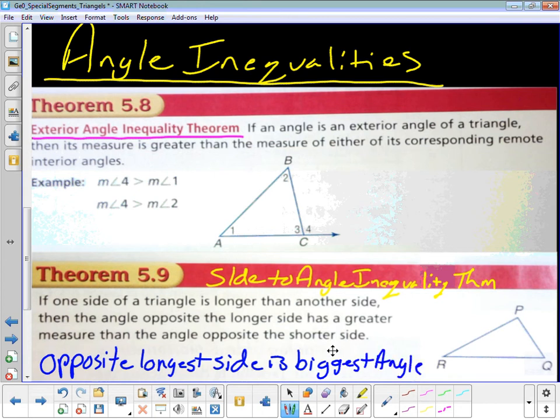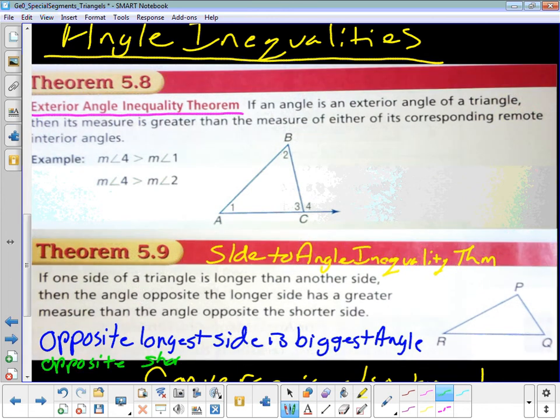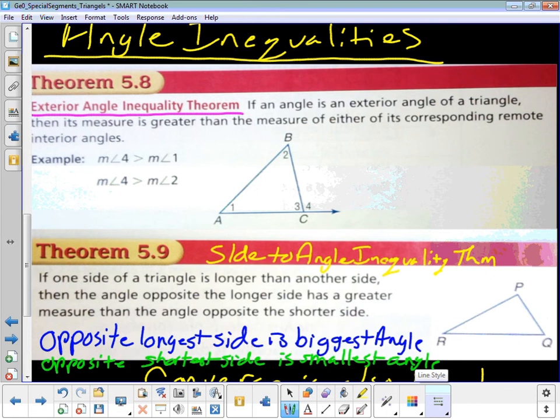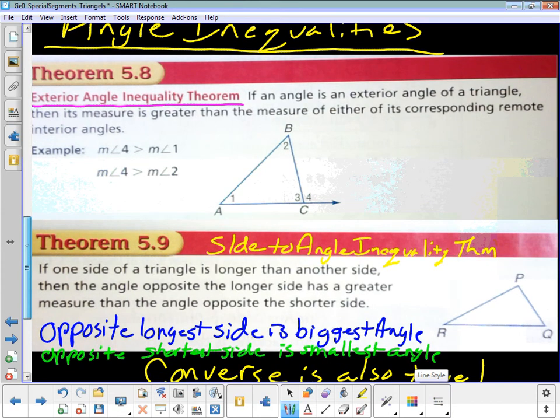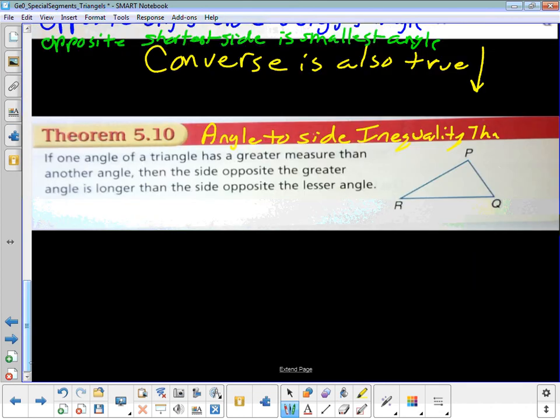Opposite the longest side is the biggest angle. Opposite the shortest side is the smallest angle. Okay, that's basically what that theorem is saying. So if I know the side lengths, I can figure out which angle is bigger just knowing that. Now, the converse of this is also true. If I knew the angles, then I should be able to figure out which sides are.